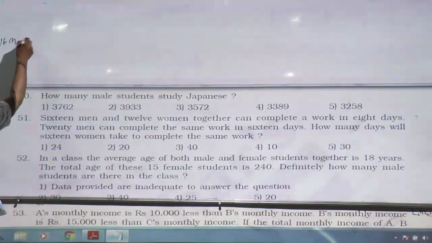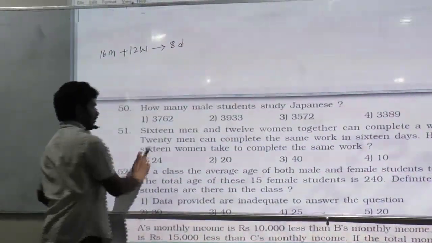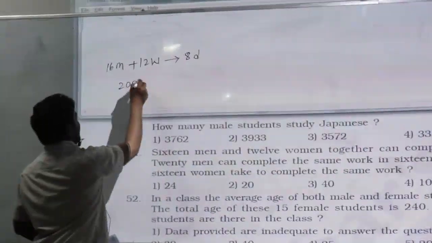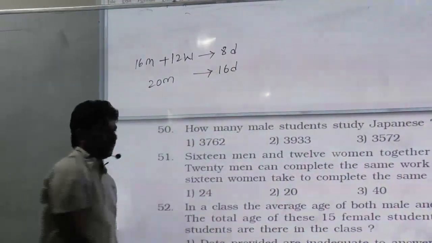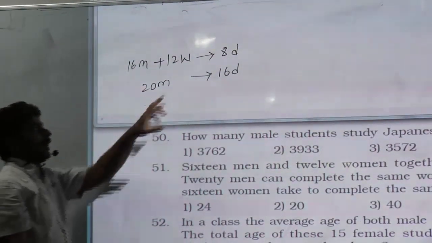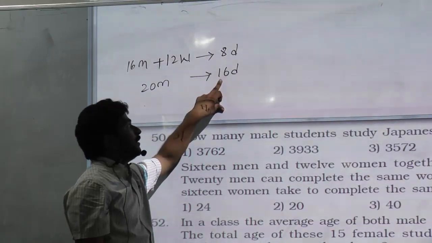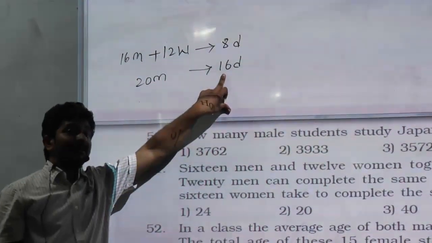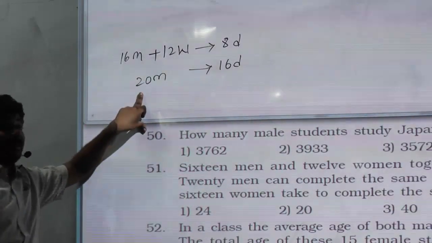16 men can do it in how many days? And 12 women can complete the work in how many days? 8 days. 20 men can complete the work in 16 days. If we have same number of days here, efficiency will be same in both the cases, correct? As we have 8 here, let's convert this to 8. So in place of 16 I want 8. So I need to divide this number with 2. If you divide this number with 2, you have to multiply it with 2.